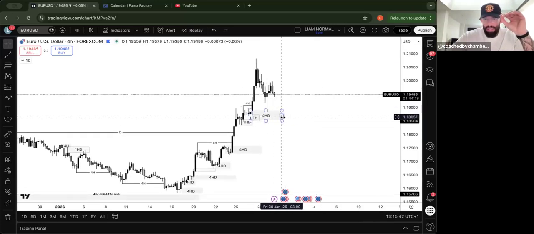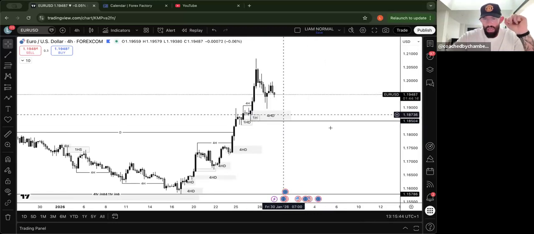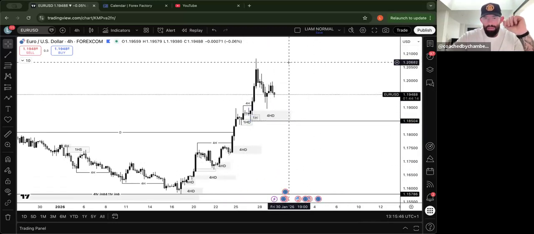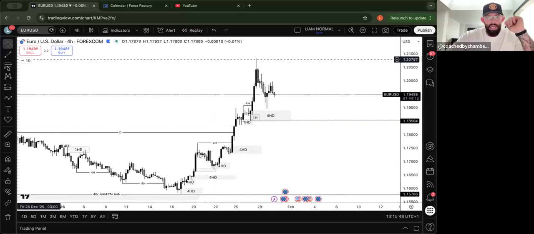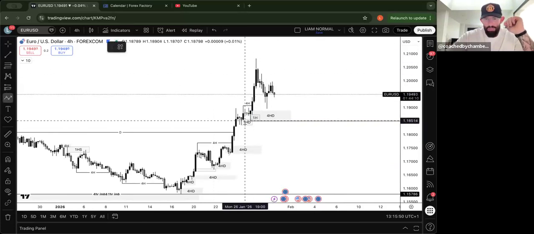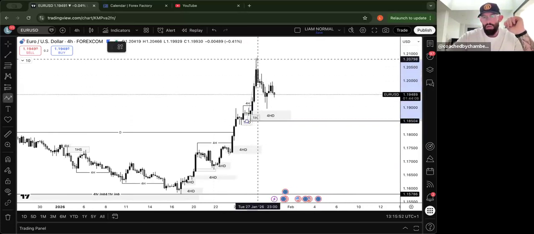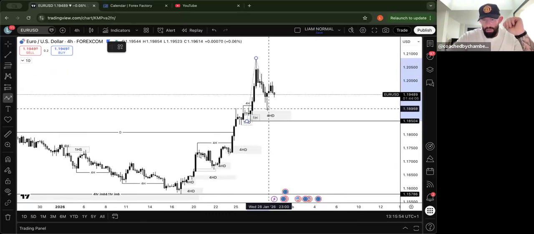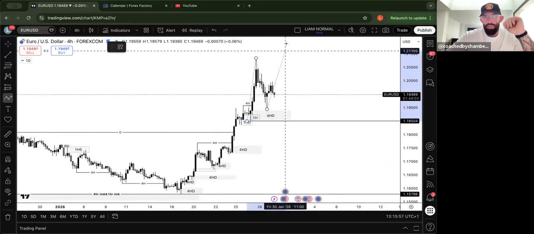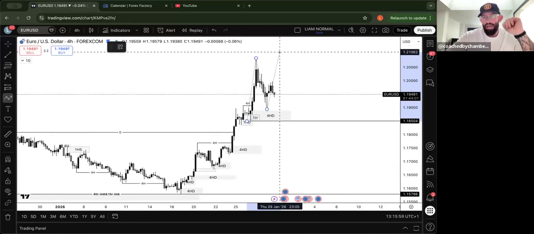Yesterday we didn't dip into this 4 hour demand area to look for them long opportunities. What happened is, of course, same scenario: this our 4 hour higher low, our 4 hour higher high. We come down, didn't tap into this demand, and we have not yet made that higher high.